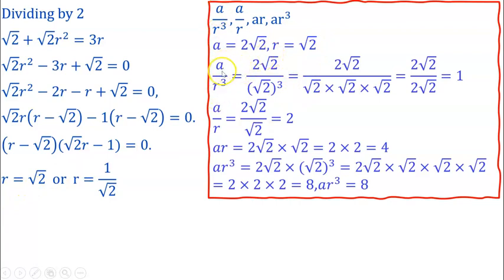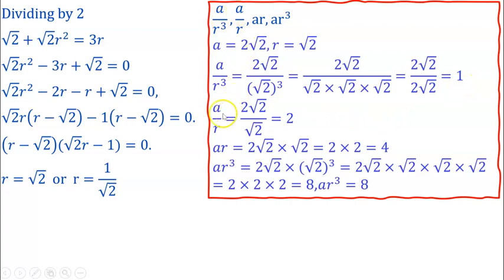The first number is a upon r cube, means what? The value of a is 2 root 2, r cube is root 2 bracket cube. Root 2 bracket cube can be written as root 2 into root 2 into root 2, and in the numerator we have 2 root 2. These get cancelled. You will get a upon r cube equals 1. It means that the first term is 1.